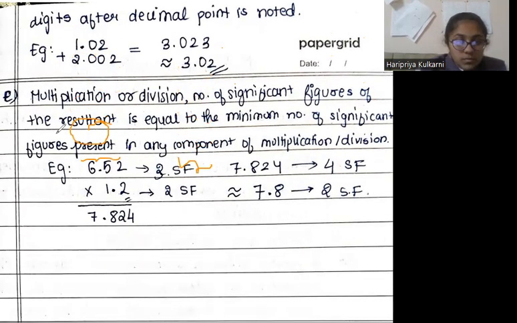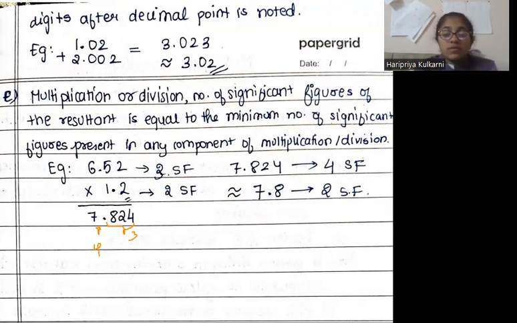Okay. Now coming to the last point, that is multiplication or division: the number of significant figures of the resultant is equal to the minimum number of significant figures present in any component of the multiplication or division. For example, if I want to do 6.52, which is having 3 significant figures, right? 6, 5 and 2 into 1.2, that is having 2 significant figures, 1 and 2, right? So I'll get a number 7.824, which is having here 3 plus 1, 4 significant figures, right?